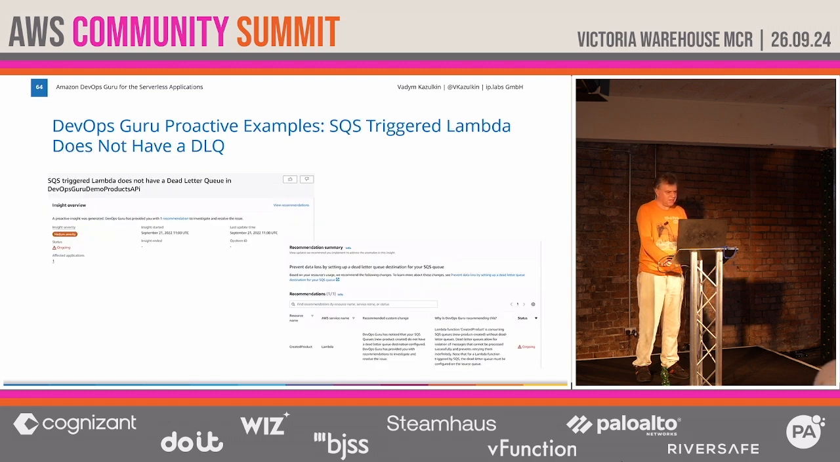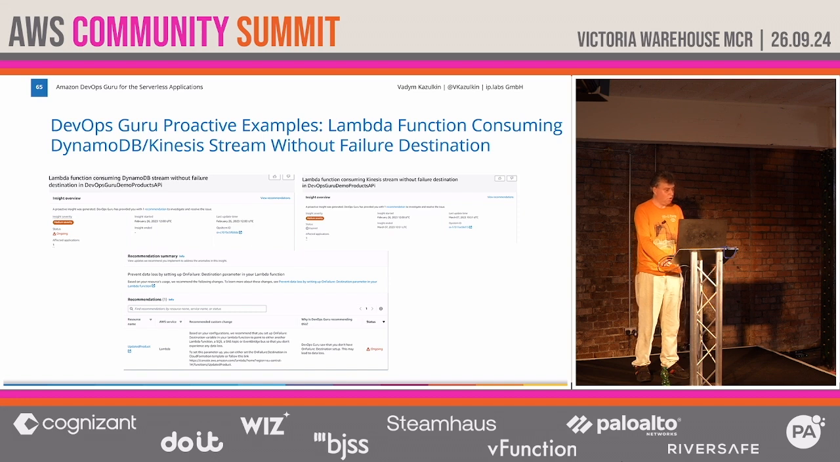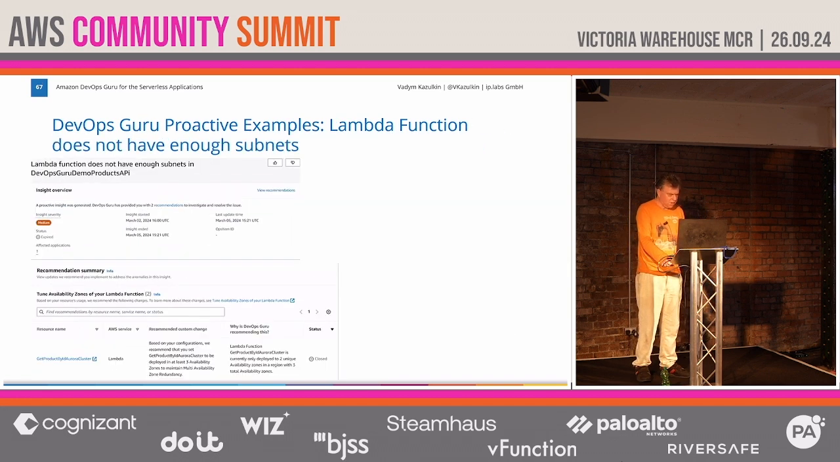They also recognize the situation if you miss a dead letter queue or failure destination. In this case, you can lose messages that will simply be deleted after the visibility timeout and number of retries. So they are telling you your queue doesn't have a DL queue, or your DynamoDB Kinesis stream doesn't have a failure destination. Failure destination is basically a DL queue. It's the same logic.